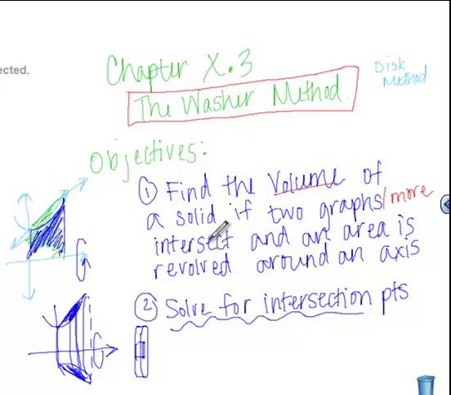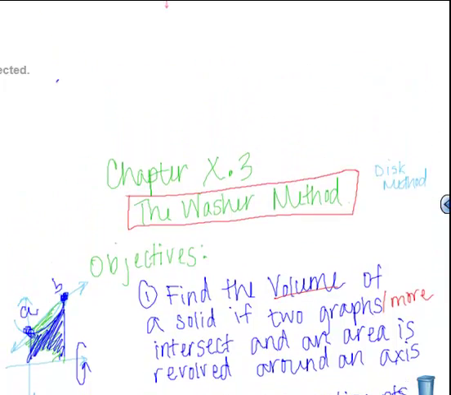The other thing that you need to do is solve for intersection points. Sometimes it's going to be to your benefit to find these intersection points, because those are going to be the A and the B, the lower and upper bounds that you need to focus on. So there are our objectives.